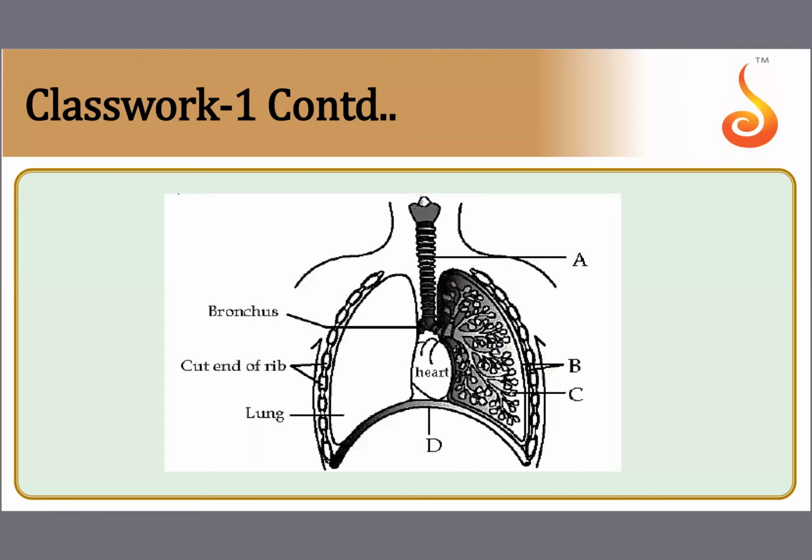So this is the diagram of the human respiratory system. As you can see, the first part, which is labeled as A over here, represents your windpipe. It is called your trachea. What is B over here? The B represents your pleural membrane, the protective coverings of your lungs. And C represents the sac-like structure, which are the regions of exchange of gases. And D represents the muscular disc, which is referred to.